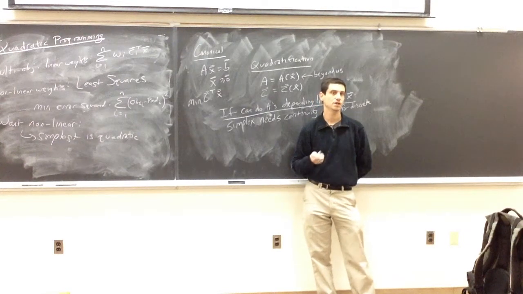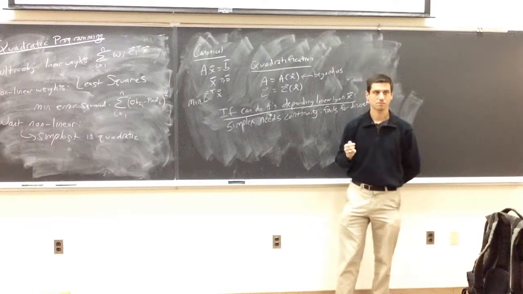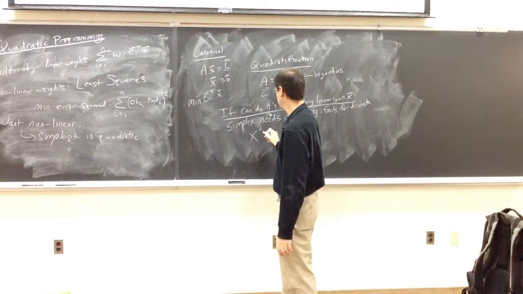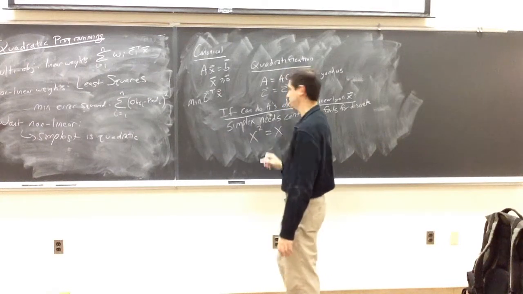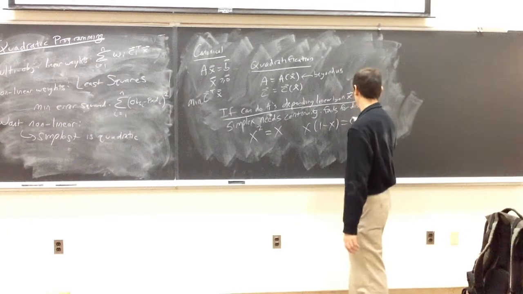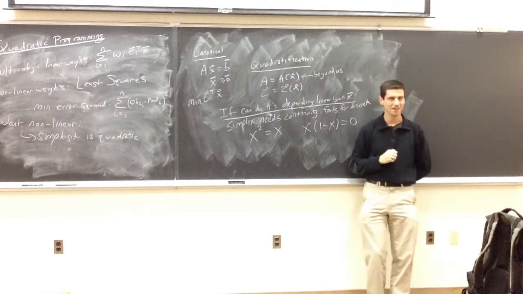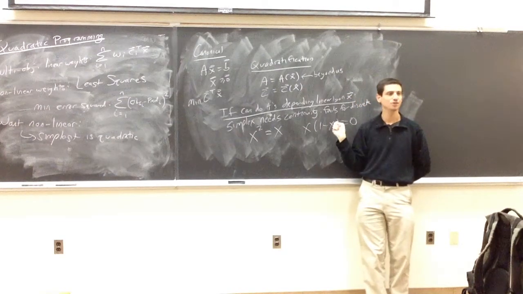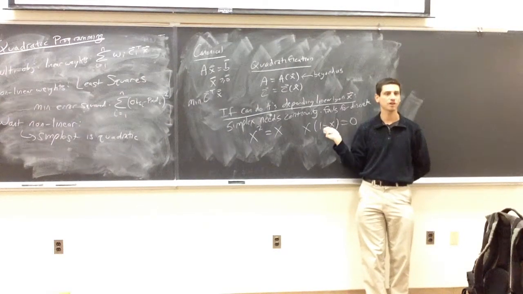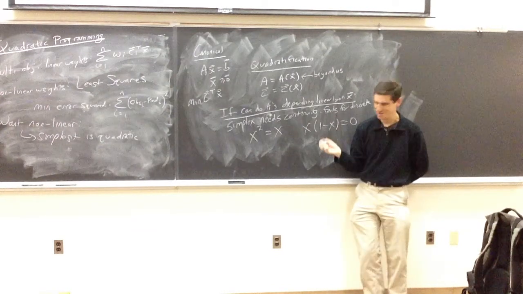X squared is equal to x. Okay, so you want to add x squared equals x. I would phrase it as x times (1 minus x) equals 0. Either way is fine. Excellent. Imagine we could include this as a constraint. Is this a linear constraint? It's a quadratic constraint. What does this quadratic constraint do to x? Makes it binary.